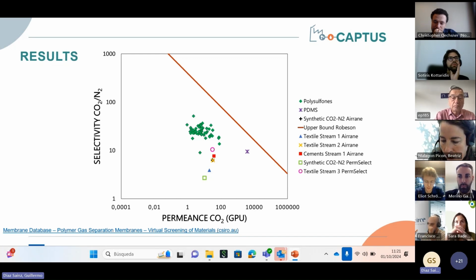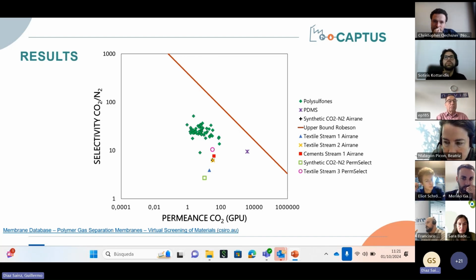So maybe some membranes have a very high permeance of the CO2, but the selectivity of the CO2 and nitrogen is lower. And on the other hand, maybe we can have a high selectivity of the CO2 and nitrogen, but the permeance of the CO2 is low. We can do something similar with the selectivity of the CO2 and oxygen, but there is no Robeson plot available at this moment in the literature for the selectivity of the CO2 and oxygen.